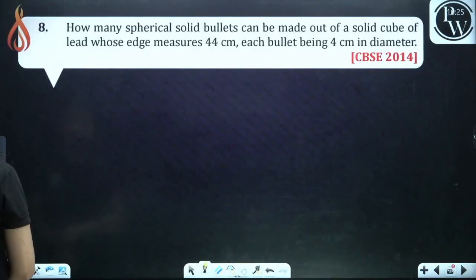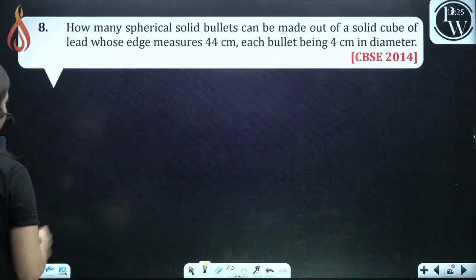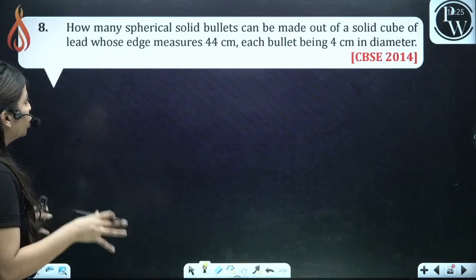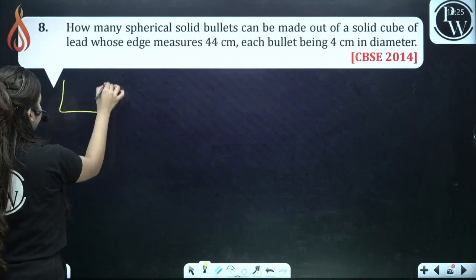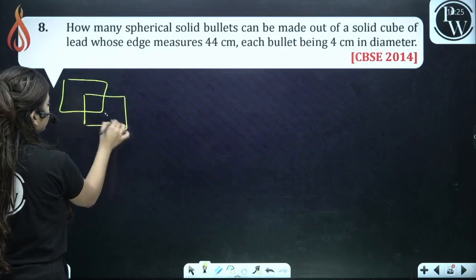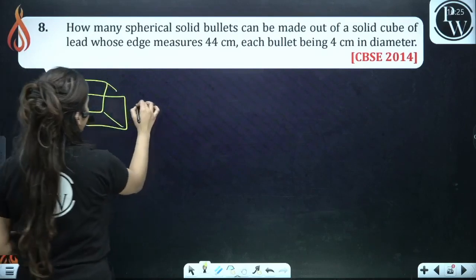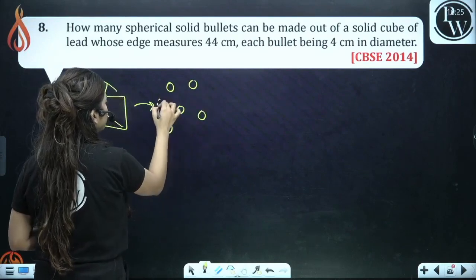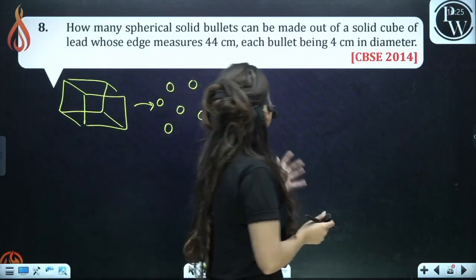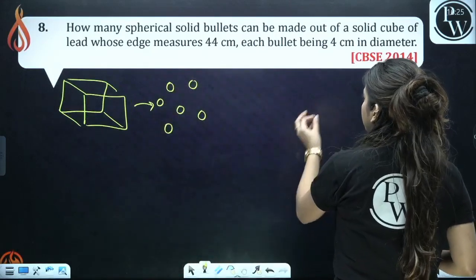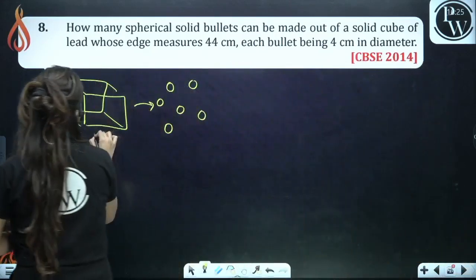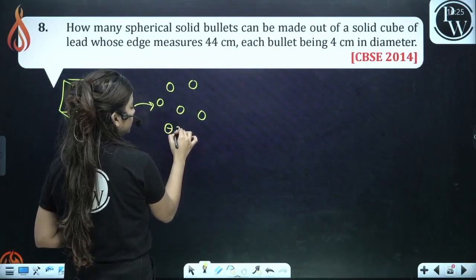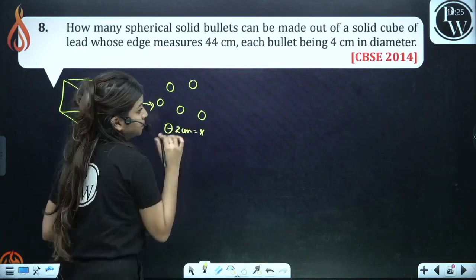Alright, let's move forward. Next question. What is it saying? How many spherical solid bullets can be made out of a solid cube? So now we have a solid cube, and after this, the solid cube is melted and converted into small spherical bullets. It is saying that the edge measurement of your cube is 44, and each bullet being 4 cm in diameter, that is 2 cm in radius.